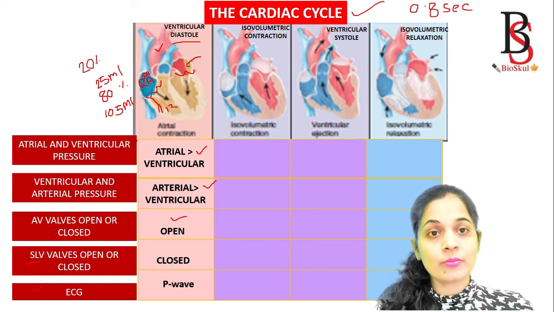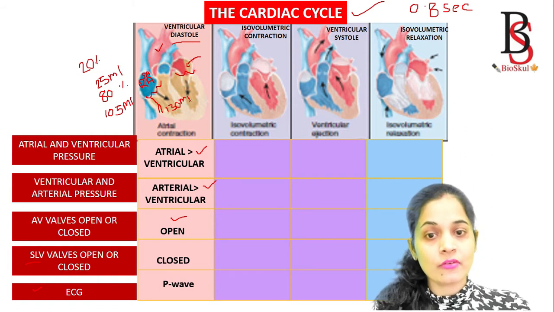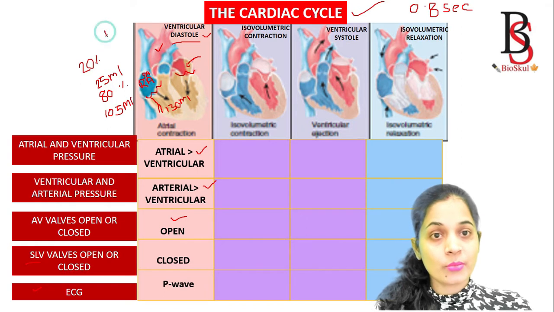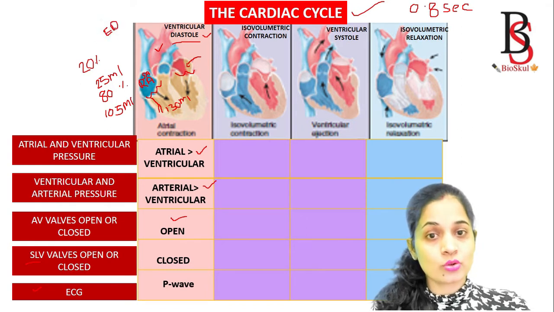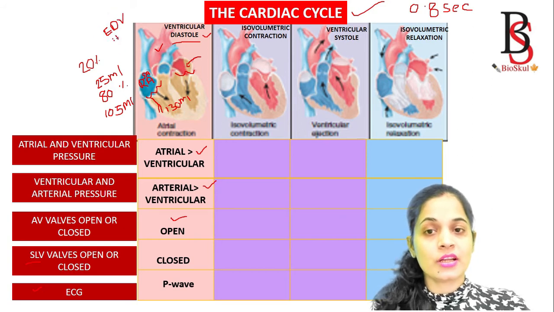Now what amount of blood is present in the relaxed ventricle? That is about 130 ml of blood. The amount of blood present at the end of ventricular diastole is known as end diastolic volume, or EDV, and it is about 130 ml.